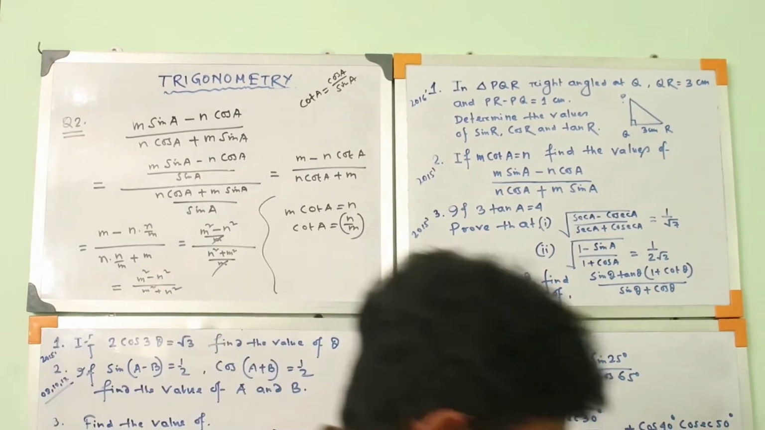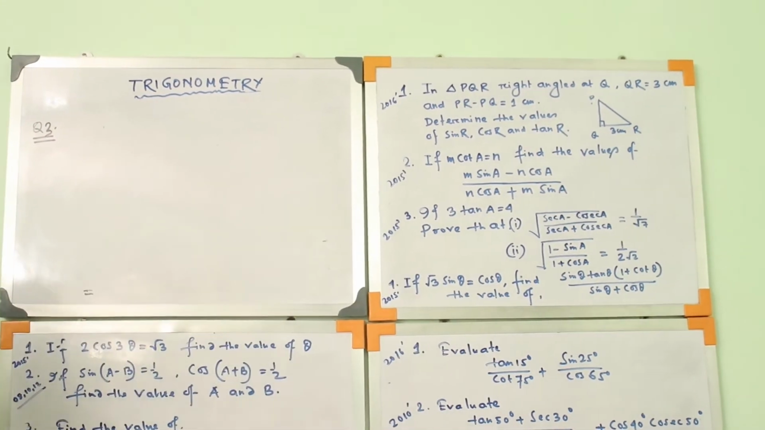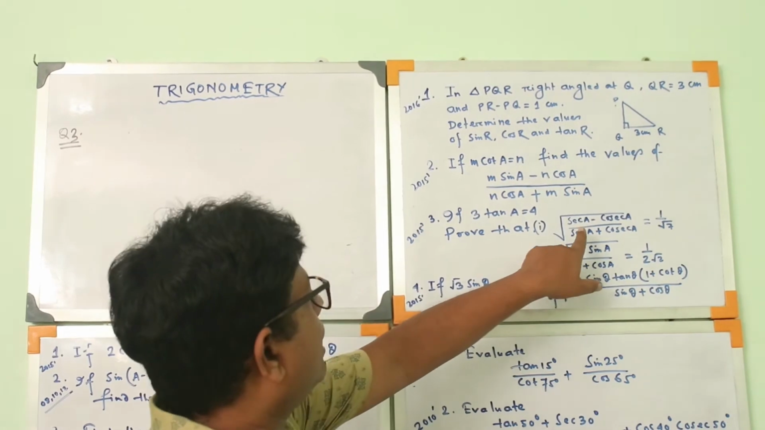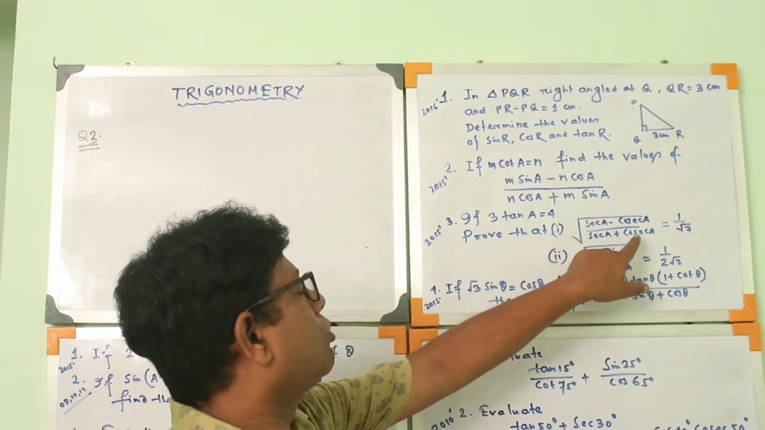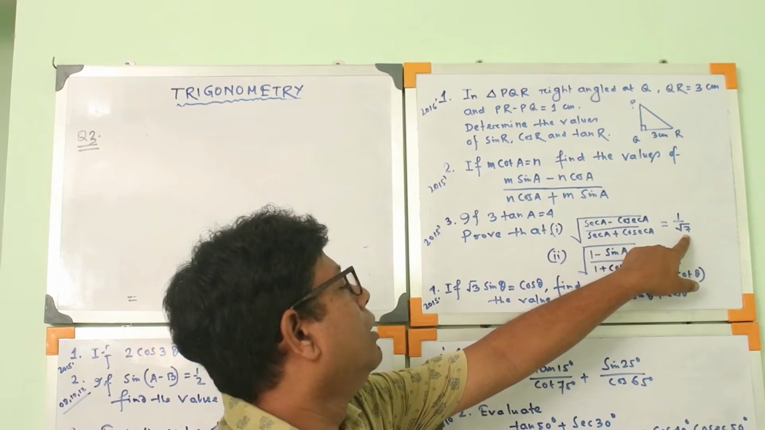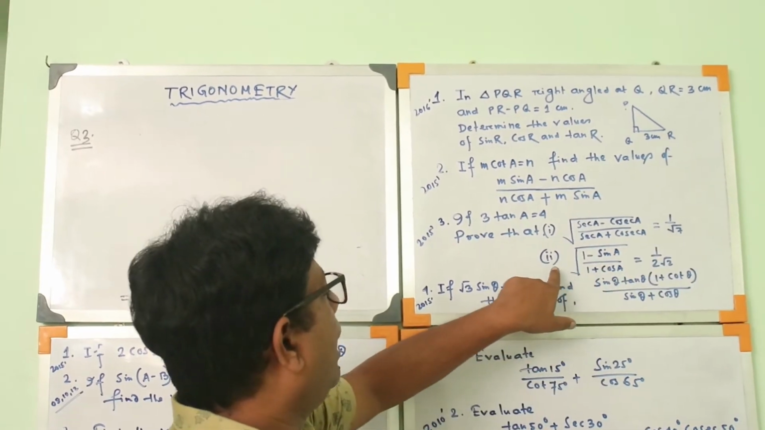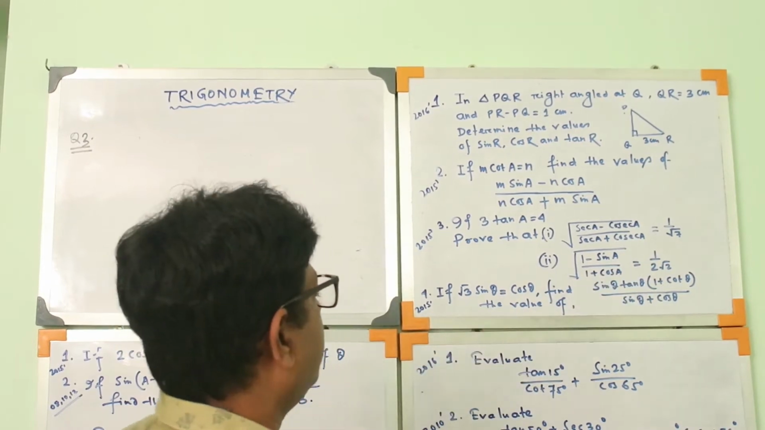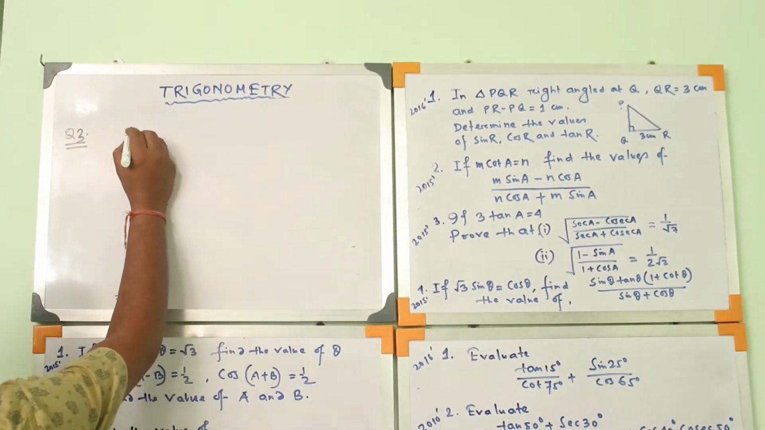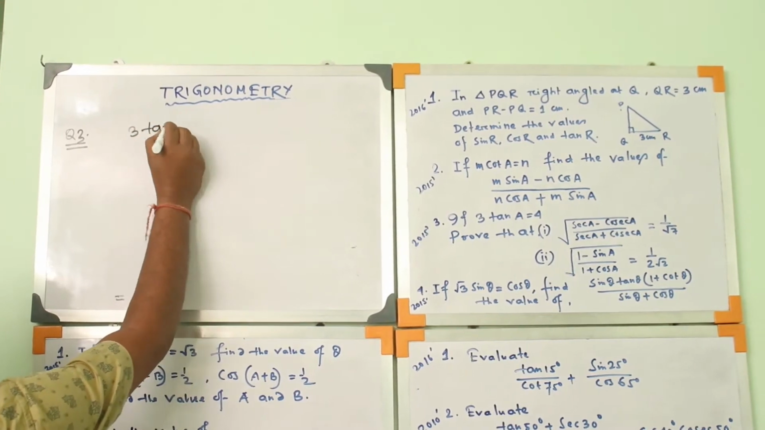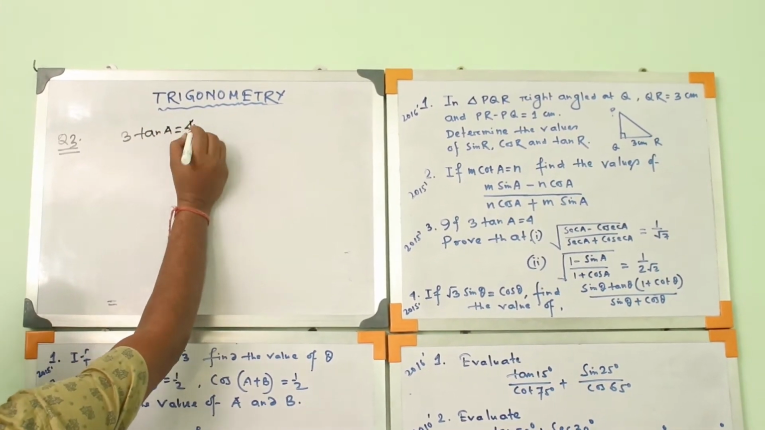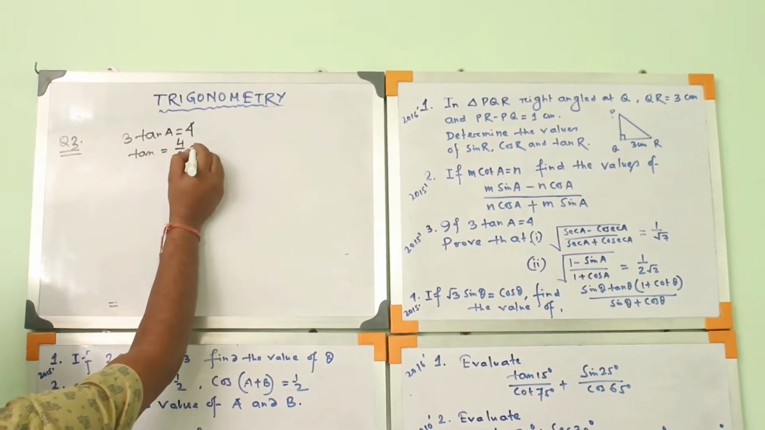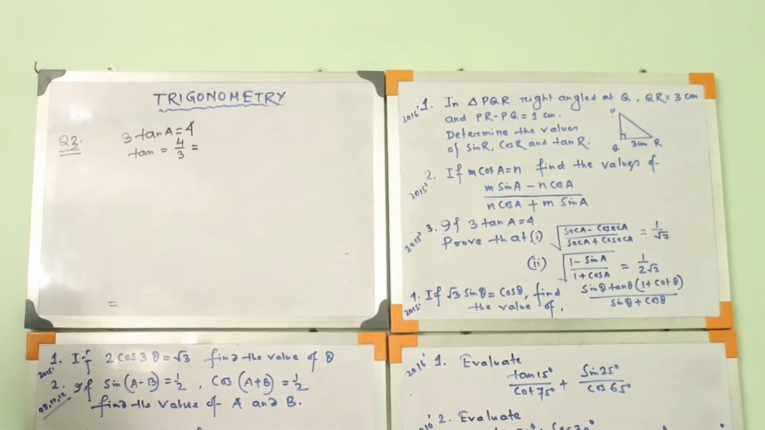Next question number 3. Question number 3 is 3 tan A is equal to 4 is given. You have to prove two equations: square root of sec A minus cos A by sec A plus cos A will be equal to 1 by square root of 7, and the second one is square root of 1 minus sin A by 1 plus cos A is equal to 1 by 2 root 3. So first one is 3 tan A is equal to 4. So tan A is equal to 4 by 3.